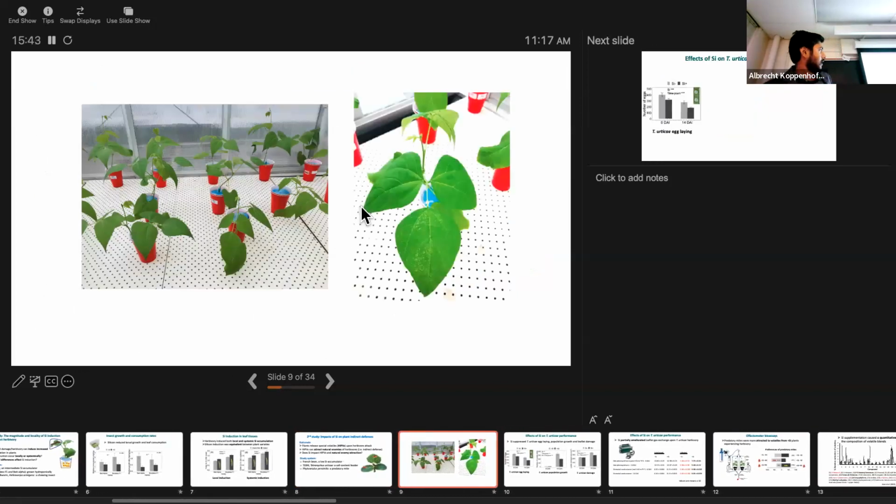So this is how we grew our plants. The plants were grown hydroponically, again, to exclude silicon. And this is an infested leaf. You can see spider mite, Tetranychus urticae, damage on leaves.